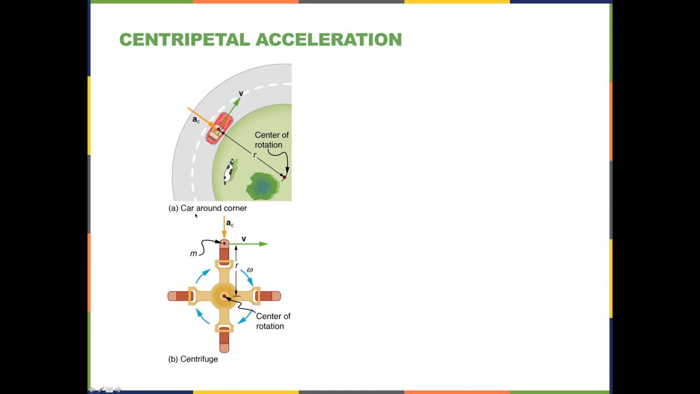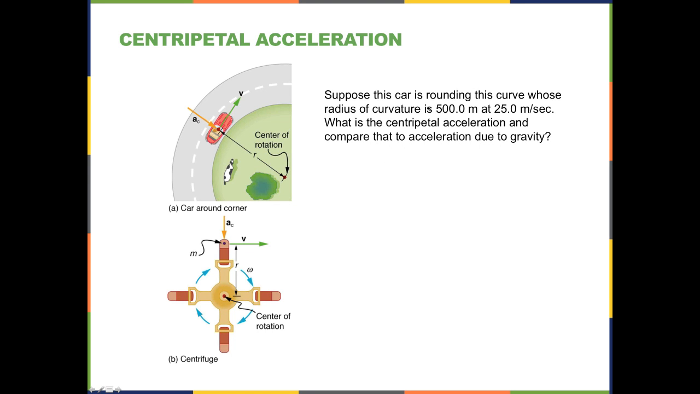So here we have a car that's rounding this corner. It has a linear velocity of v, and because it's rounding this corner, it's going to have a centripetal acceleration toward the center of rotation. Suppose this car is rounding this curve, which has a radius of curvature of 500 meters, at 25 meters per second. What is the centripetal acceleration? And compare that to the acceleration due to gravity.